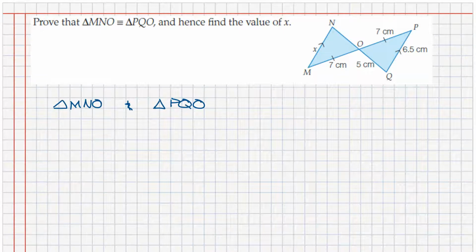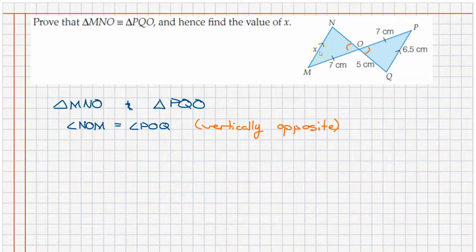So the first thing I can see is a pair of equal angles. Notice that these two angles in here are going to be equal because they are vertically opposite one another. So what I can see is that angle NOM is equal to angle POQ. And the reason I know they're equal is because they are vertically opposite.